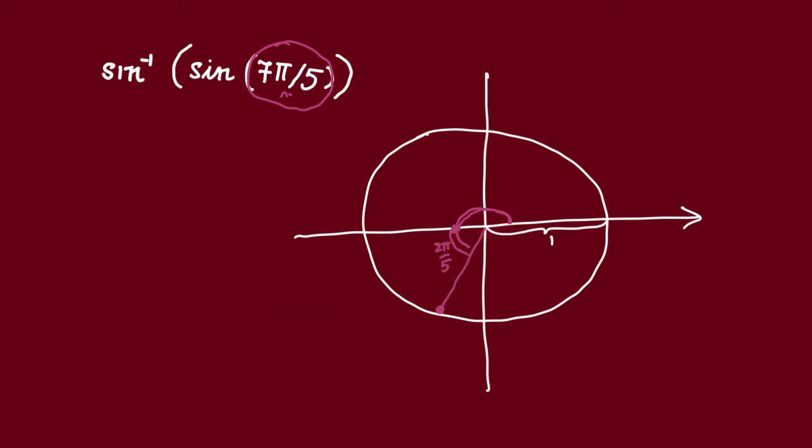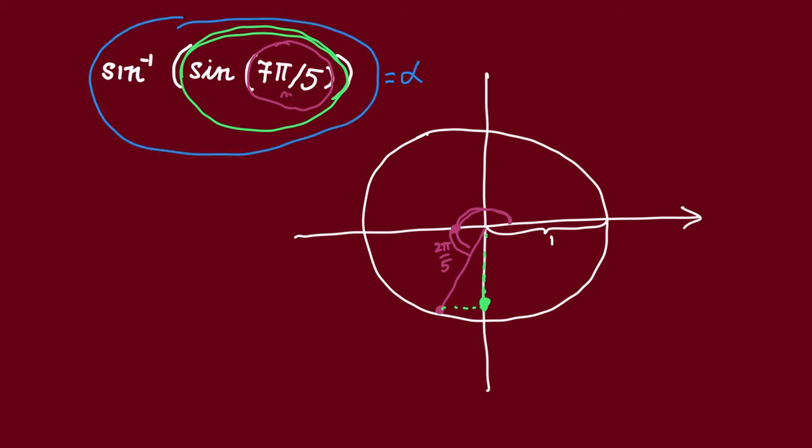We don't need the accurate location of this terminal ray, we just want to know which quadrant this terminal ray would lie in. Now next up, we want to see where sine of 7 pi over 5 is. And as before, we know that that would correspond to this y coordinate. Now here you might panic because you don't know what this y coordinate is. But that's okay, because you were not asked to find sine of 7 pi over 5. Right? You were asked to find sine inverse of this.